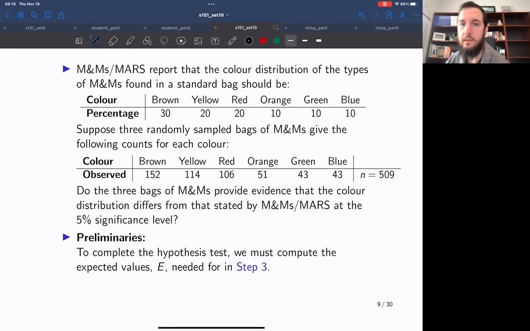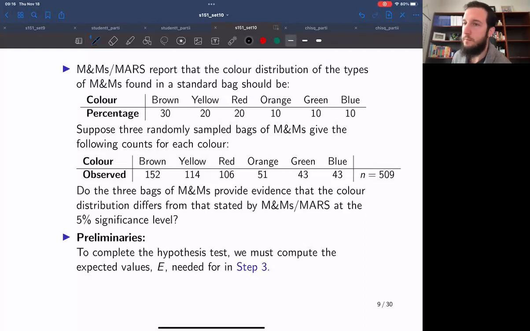We randomly select 3 different bags of M&Ms. We dump the M&Ms out onto the table. There's 509 total M&Ms on the table. And before we eat them, we count the number of different colors. So in our sample of 509 M&Ms, we have 152 brown, 114 yellow, 106 red, 51 orange, 43 green, and 43 blue M&Ms.